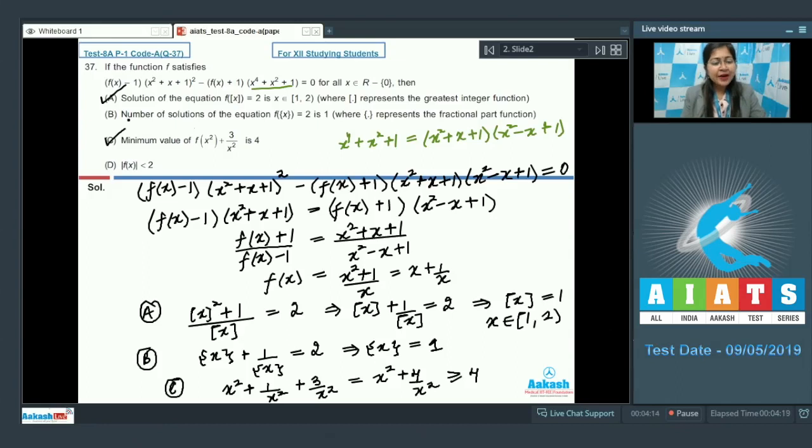Option number D says that modulus of f(x) is less than 2, which is not correct, because f(x) is either greater than or equal to 2 or less than or equal to minus 2, which means its modulus is always greater than or equal to 2. So the answer of this question will be option number A and C.